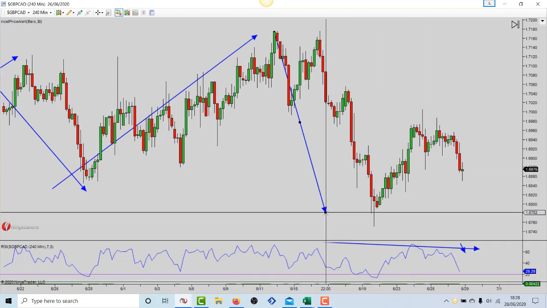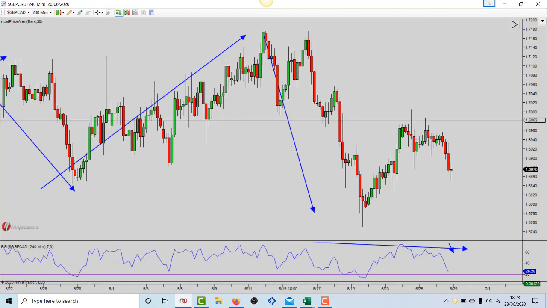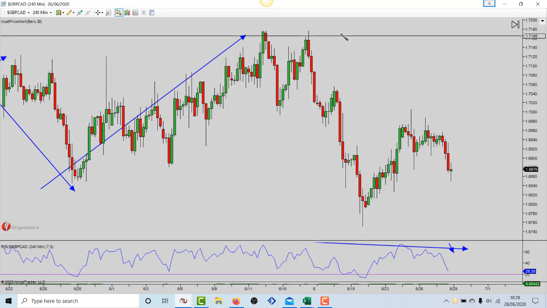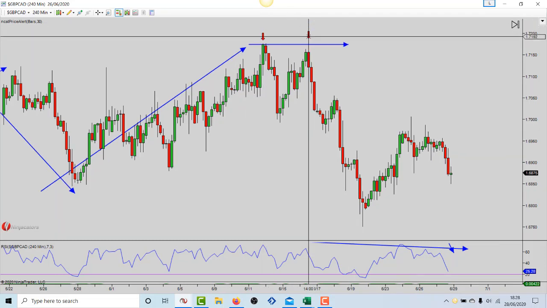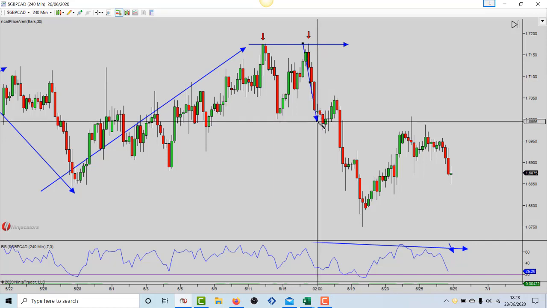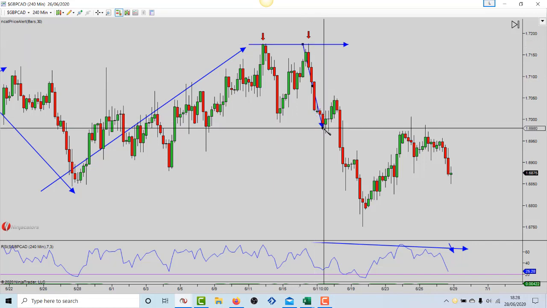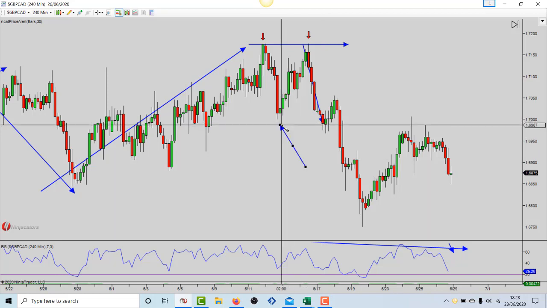So let me get rid of that. Okay, right up here, guys, big double top. Okay, down to this level. Yes, so right down to here, we violated structure.